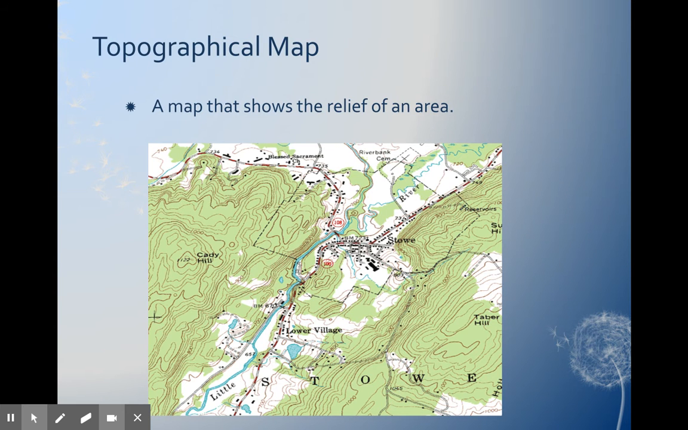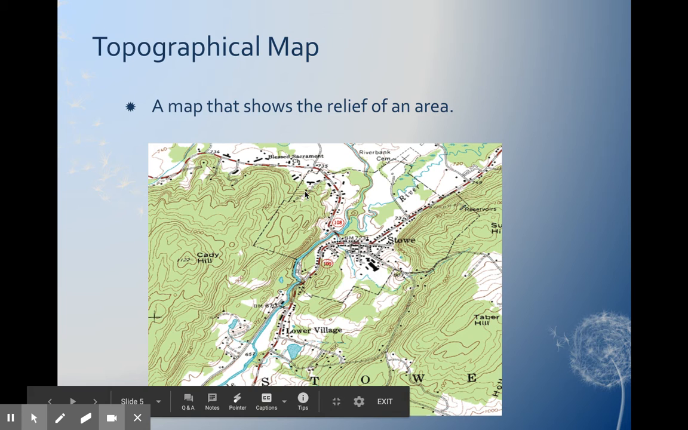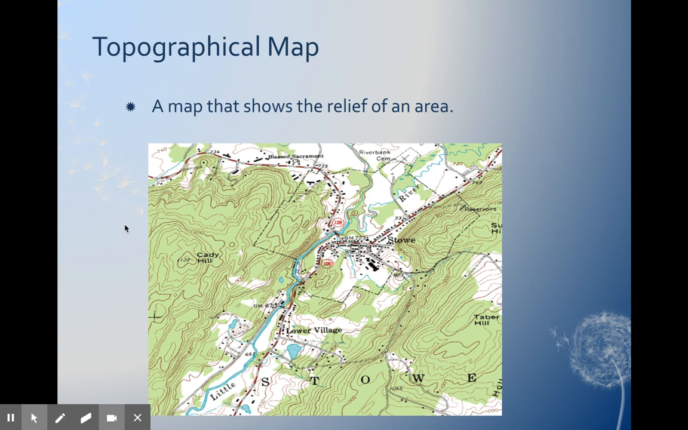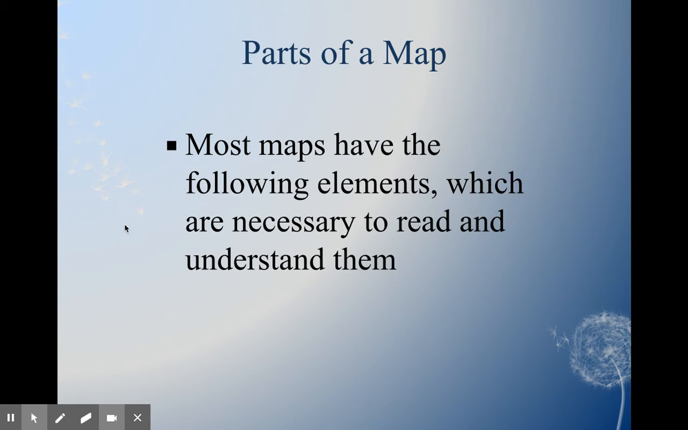Next, a topographical map. This is a map that shows relief. I traveled to Colorado over this summer, and I saw some topographical maps when we were up in the mountains. This might be used for a hiker or to plan a building or to build a road. You might use a topographical map.